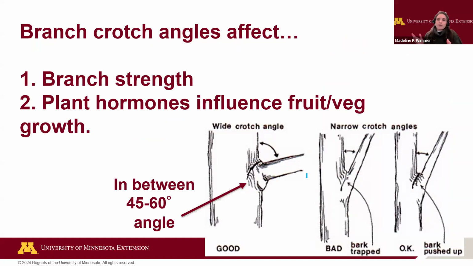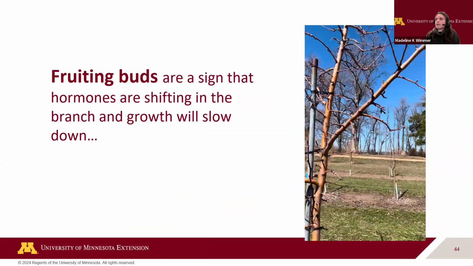So if you have a very narrow branch, a narrow crotch angle between the branch and the trunk, that is more vulnerable to splitting, whether that's from the weight of fruit or a windstorm or something else. Additionally, narrow branches are very, very vigorous. They want to put a lot of energy towards vegetation. So that's just another point there to think about.